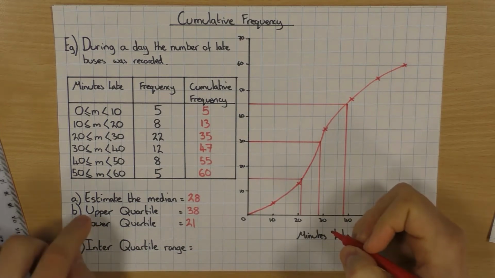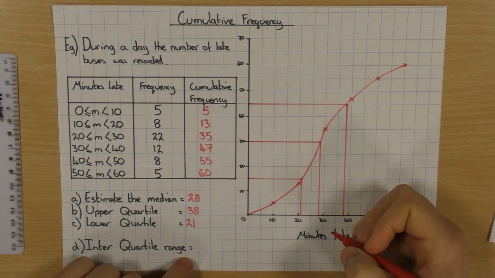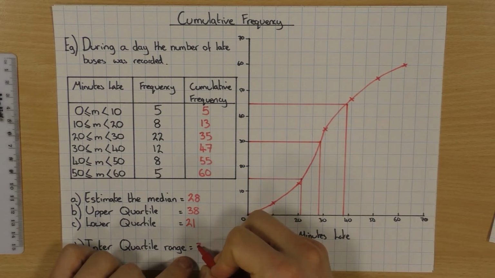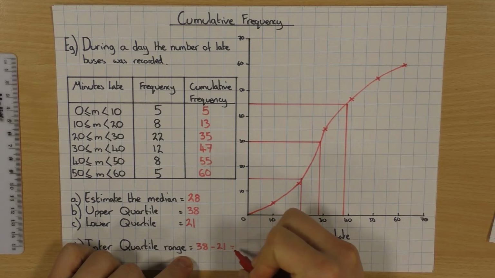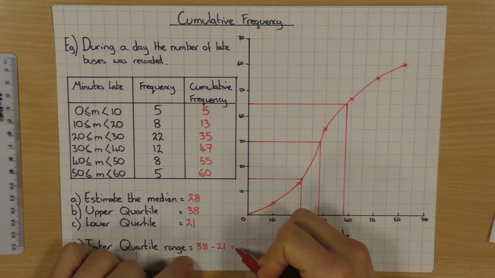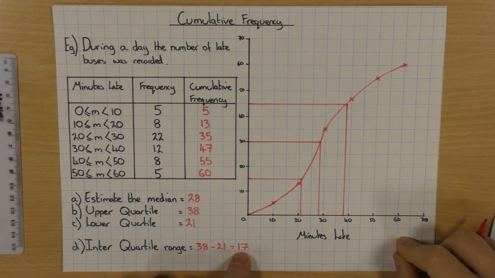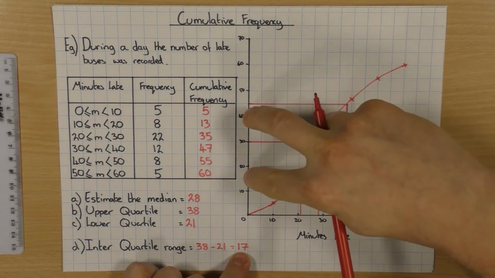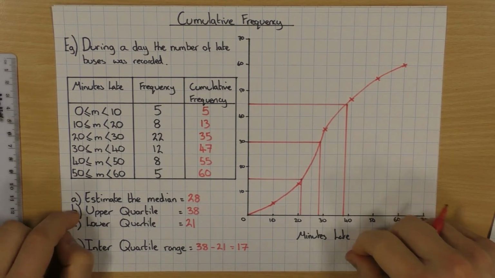Okay, so the upper quartile is 3/4, the lower quartile is 1/4, and then the interquartile range, you just subtract the two. So the upper quartile, which we said was 38, take away 21, so what's that going to be? 17. Okay, so the interquartile range is 17, so 50% of all the values are within the interquartile range, and that works out at 17.